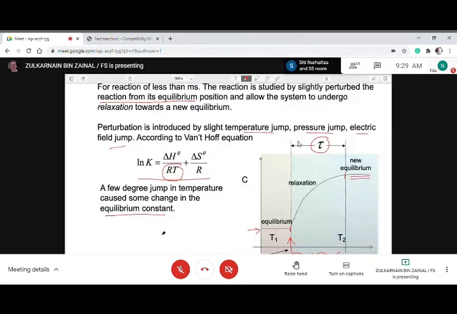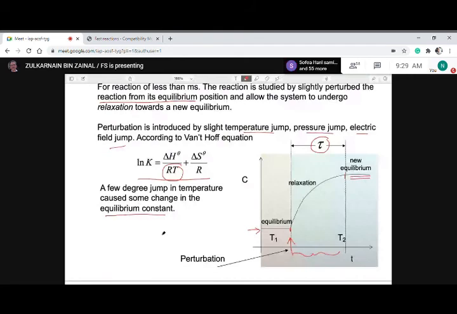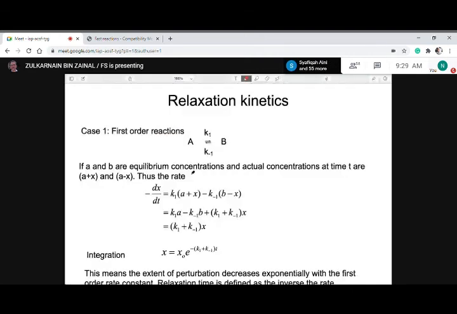the reaction is disturbed, and then you can relax back to the... probably because of too many slides. Then you can see that it is a bit of delay.